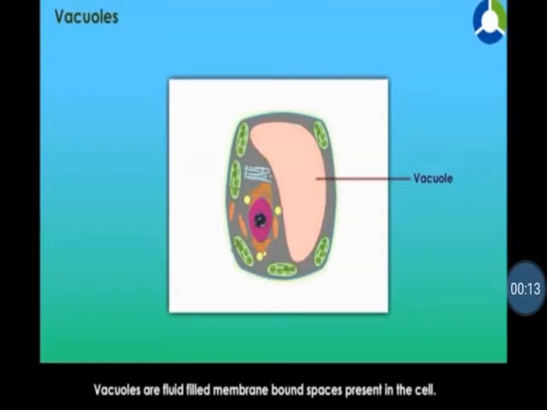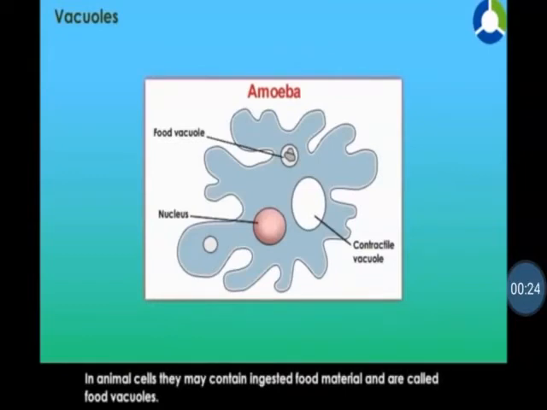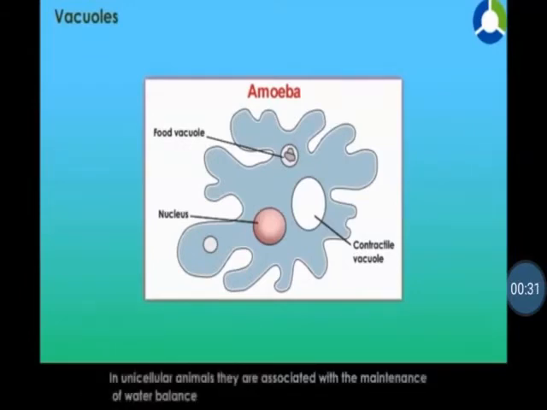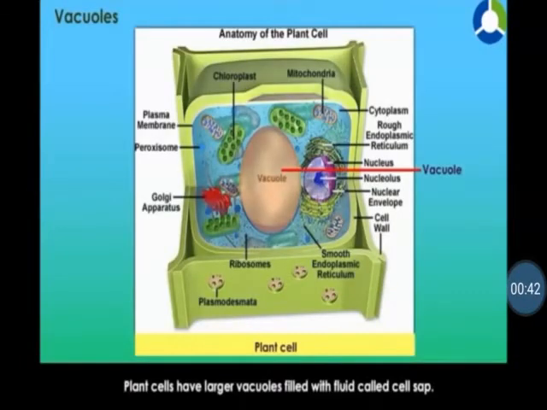Vacuoles. Vacuoles are fluid-filled, membrane-bound spaces that are present in the cell. It is surrounded by a single membrane called the tonoplast. In animal cells, they may contain ingested food material and are called food vacuoles. In unicellular animals, they are associated with the maintenance of water balance and act as excretory organelles also.